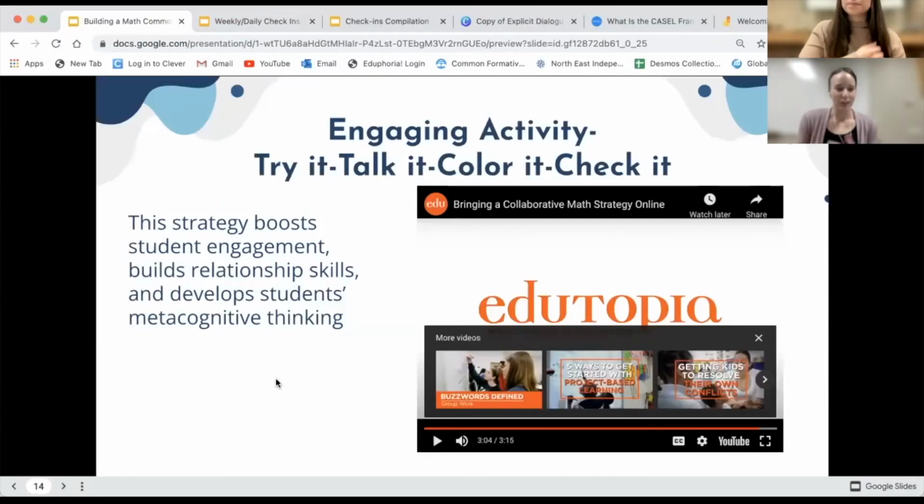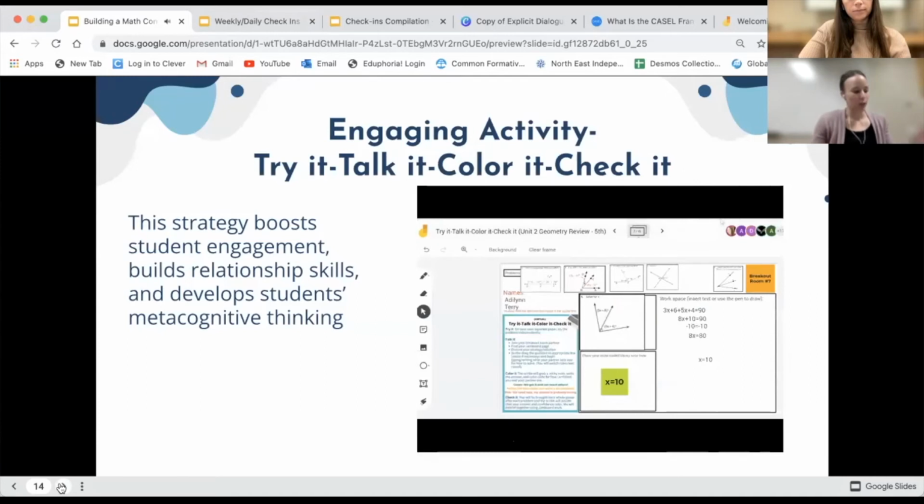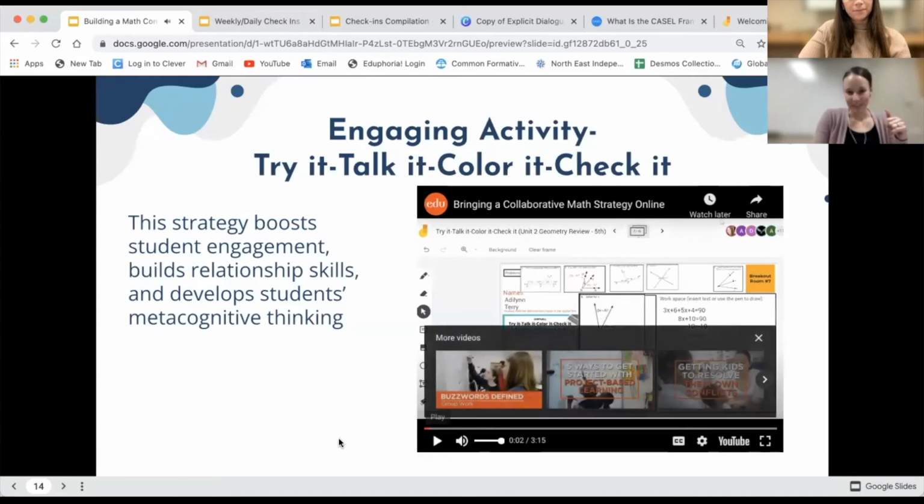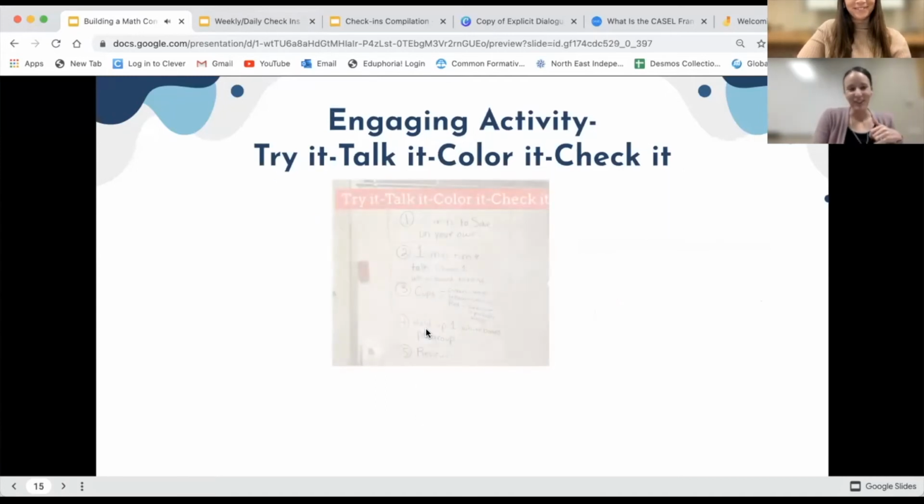So again, this strategy was something that we kind of revised into when we were in a virtual learning environment. We do also have the original strategy, which we did in person.